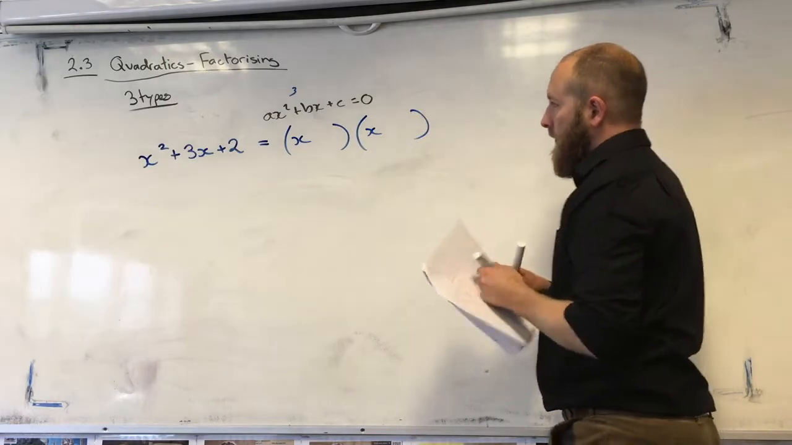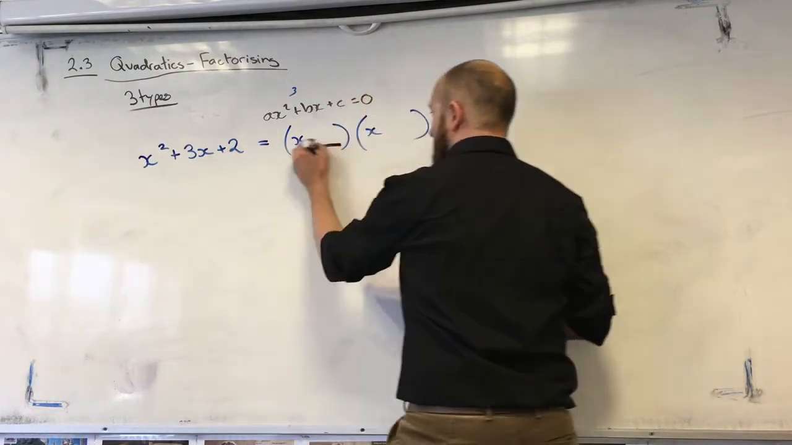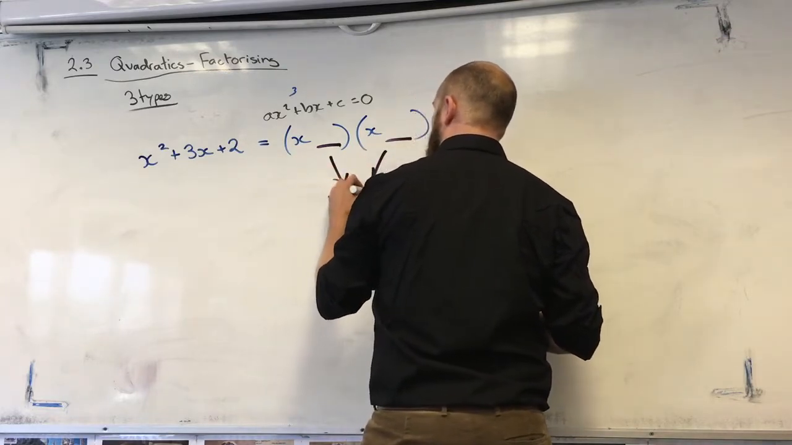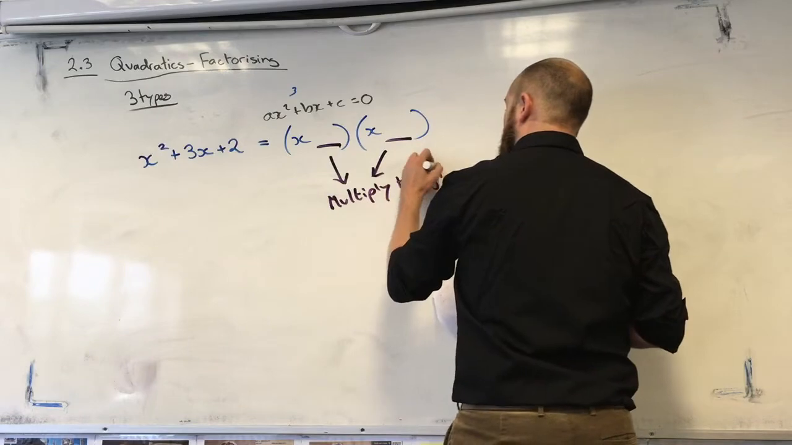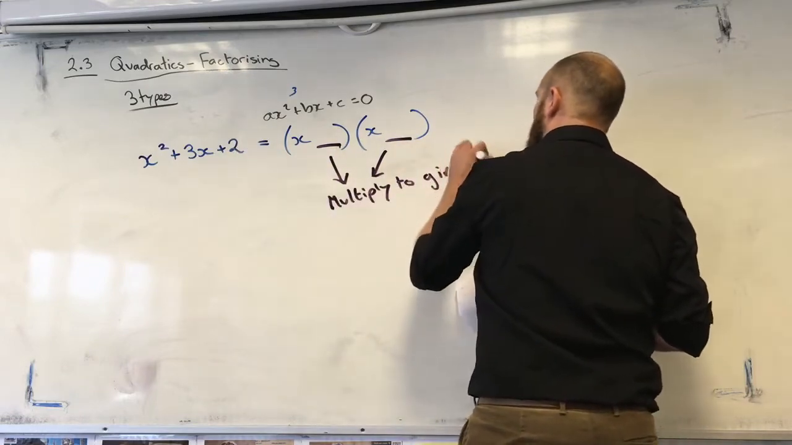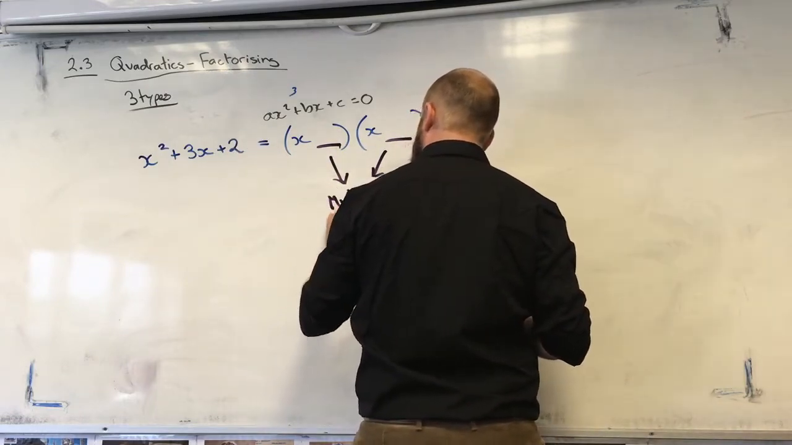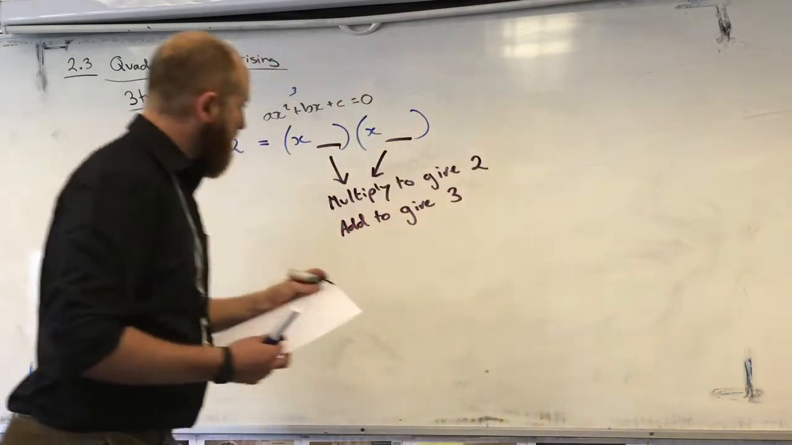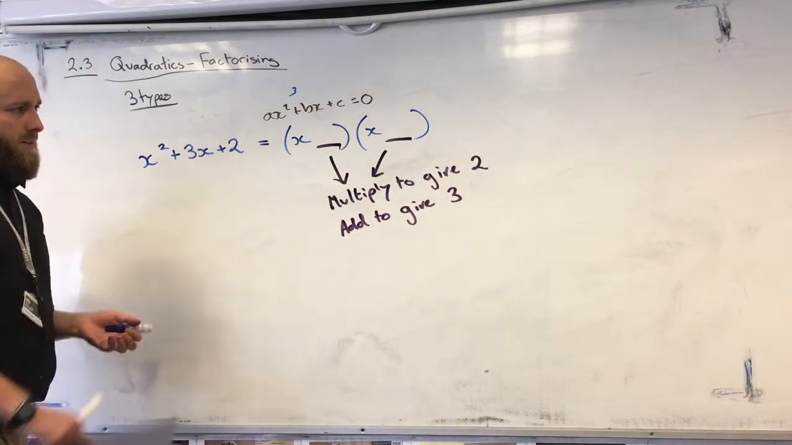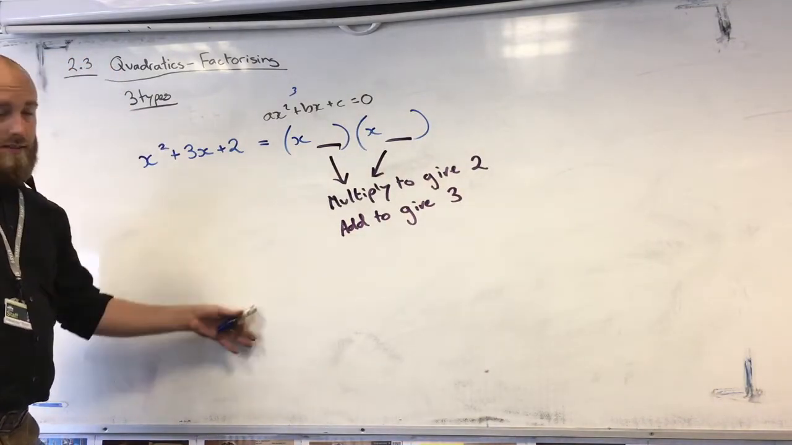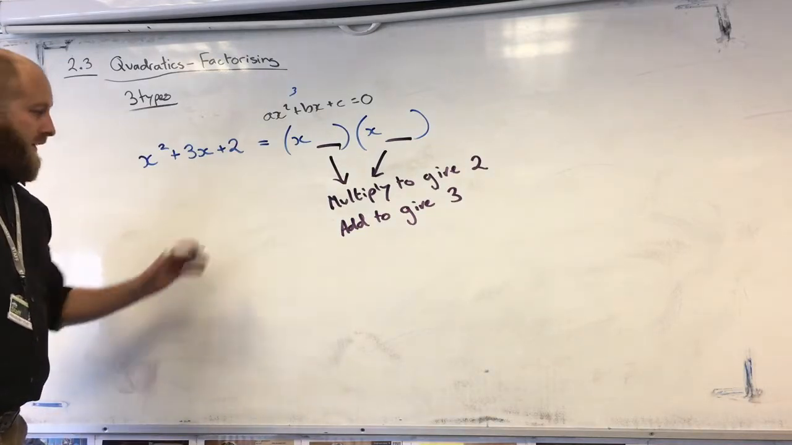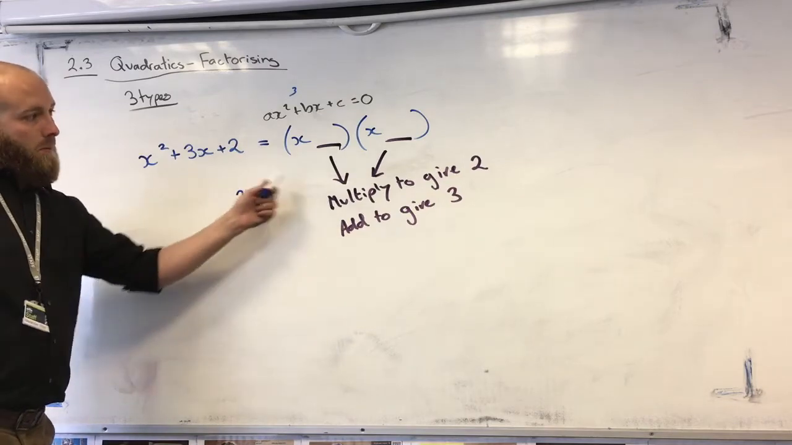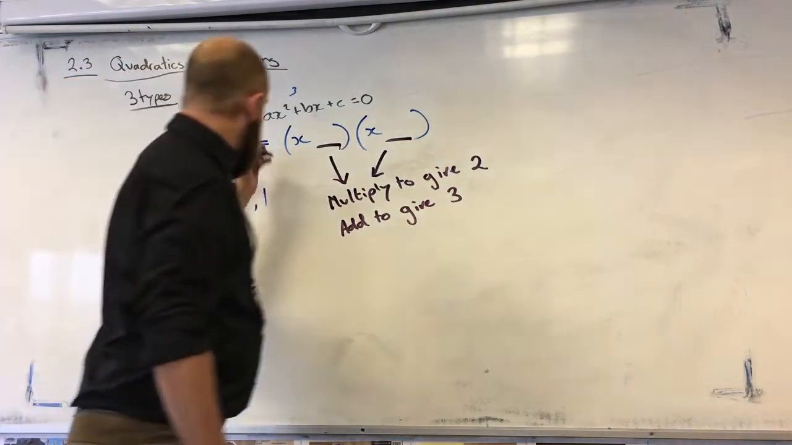The trick is finding two numbers here and here that multiply to give 2 and add to give 3. If you want, you can make a little list of them. I can only think of 2 and 1, so it has to be 2 and 1. 2 and 1 add to give 3 and multiply to give 2. It won't always be that easy though.